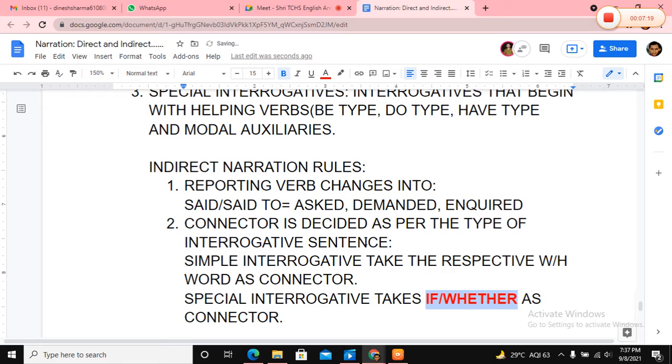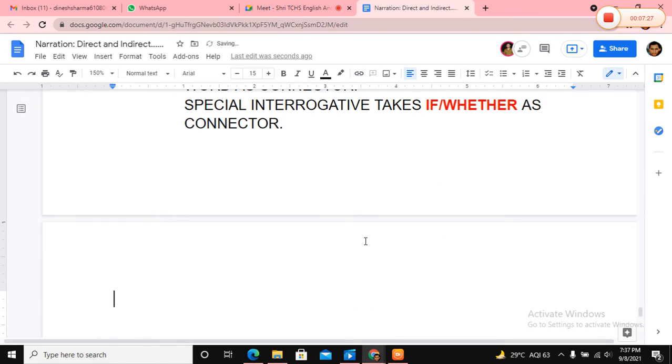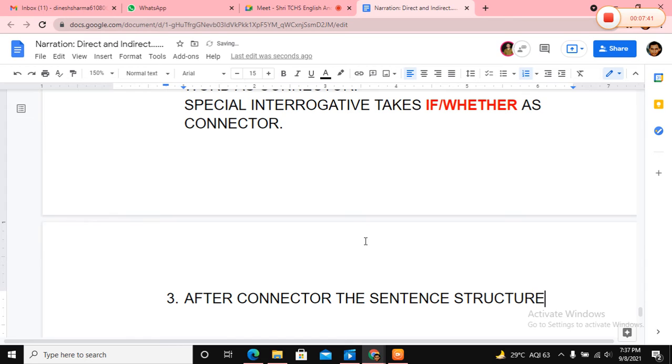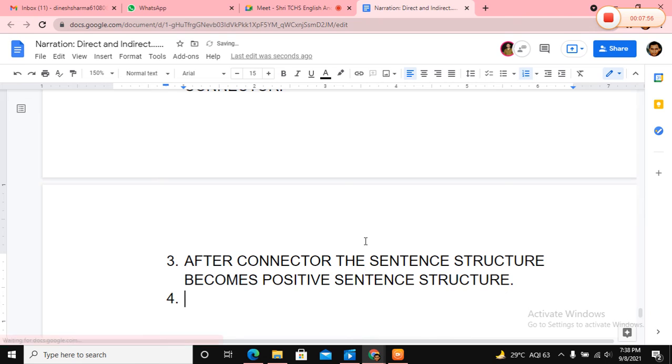So you have to be very careful about the question type in the reported speech. Fine, the next point that we take is third: after the connector, the sentence structure becomes positive sentence structure. It means we will not use interrogative structure. After the connector we will use positive sentence structure.